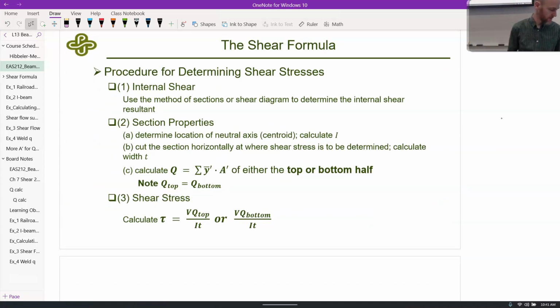So we're going to practice applying all these shortly. The basic procedure to plug into that shear stress equation: determine what your V, your shear force, is. For sectional properties, you need to calculate the centroid, which tells you your neutral axis. You need to calculate moment of inertia. And then we're going to have to calculate Q. Q is specific to where you are on that cross section.